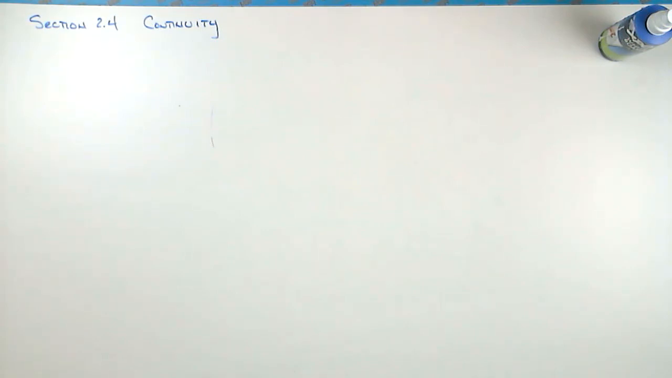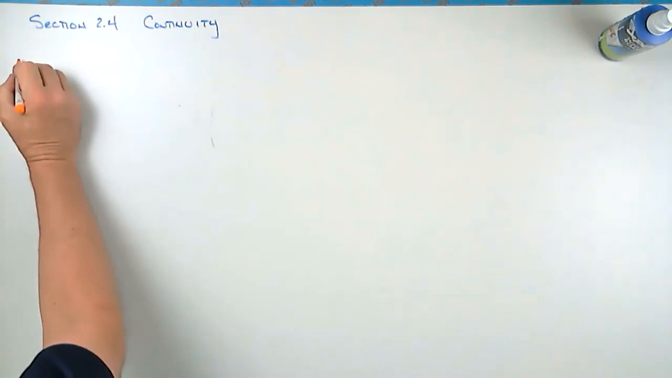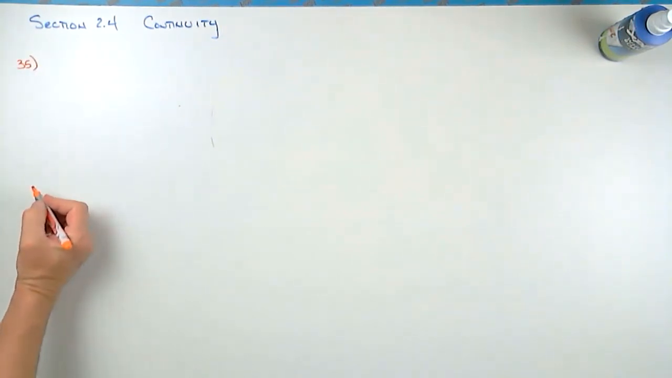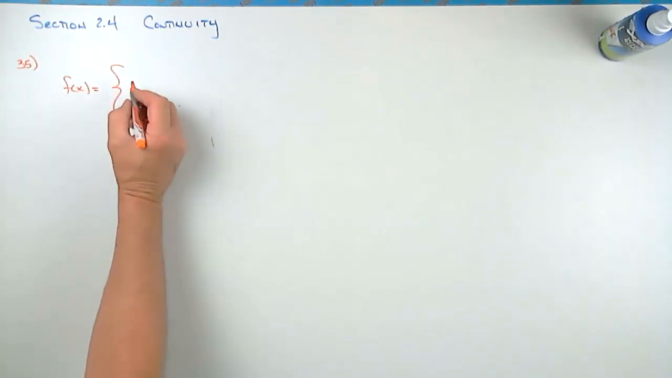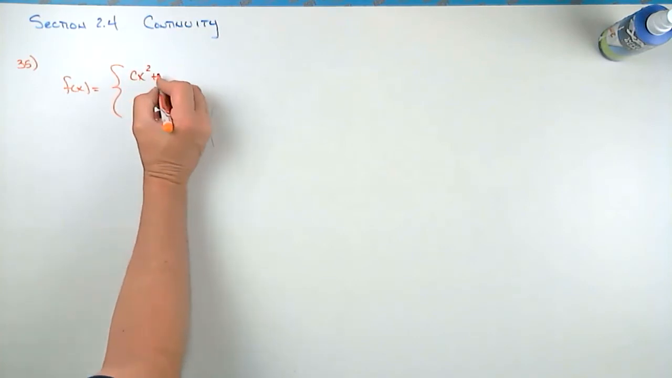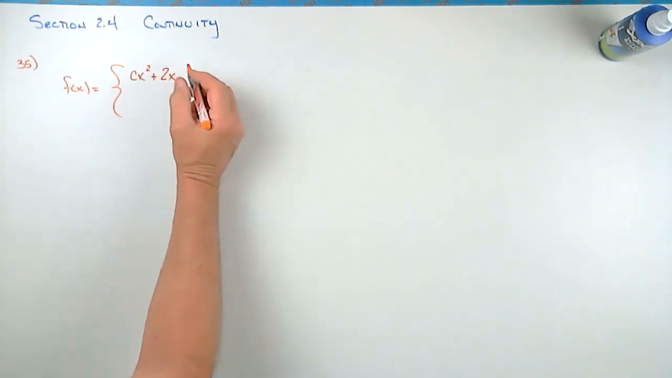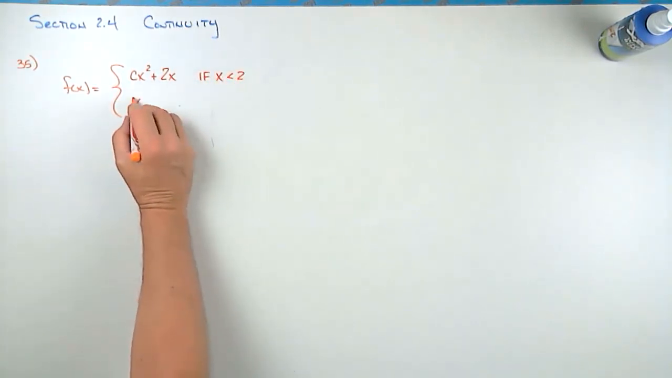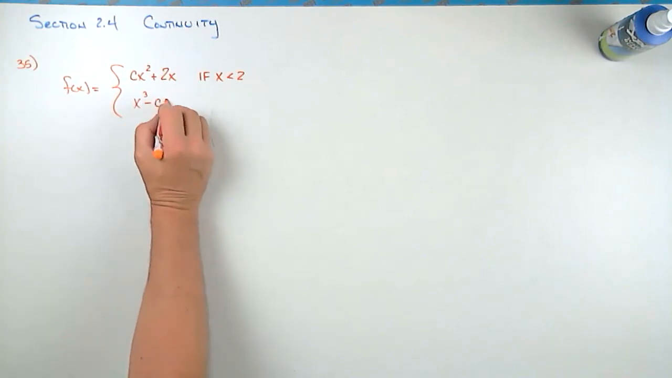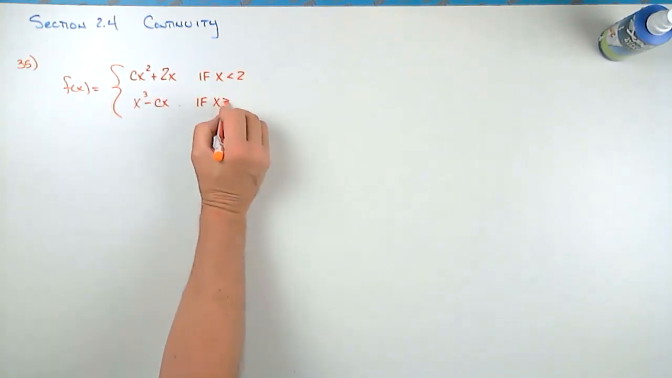31, 33, those are very similar. 35 says, for what value of the constant c is this function continuous? All right, so let's take a look at that one. 35. It says f of x, it's a piecewise defined function. And we have cx squared plus 2x if x is less than 2. And then we have x cubed minus cx if x is greater than or equal to 2.